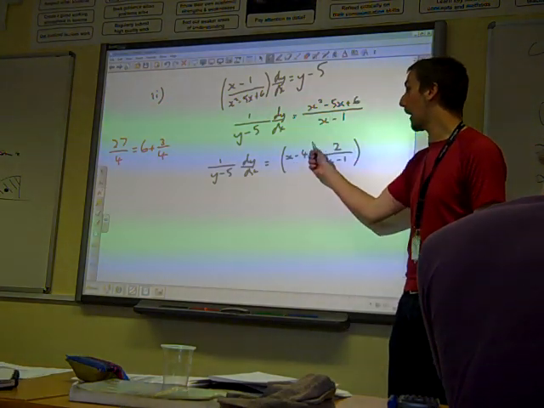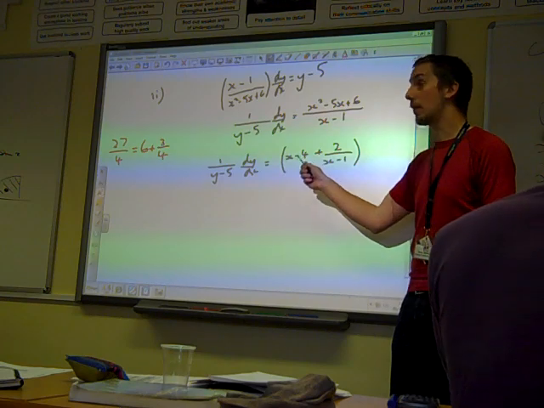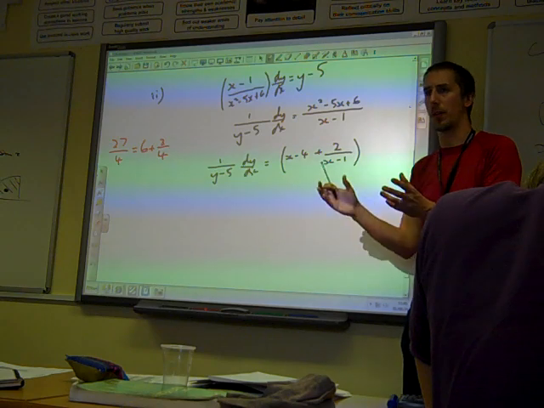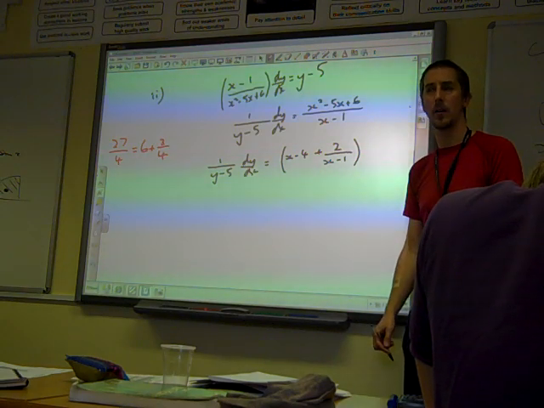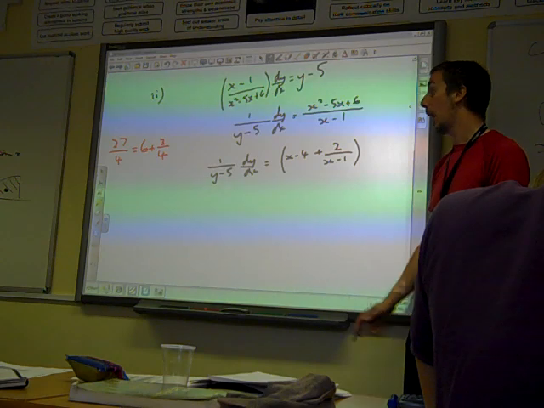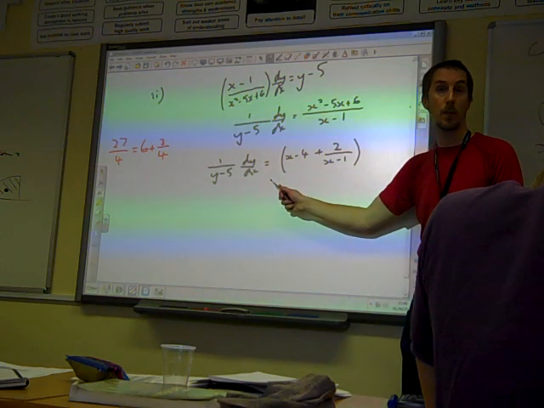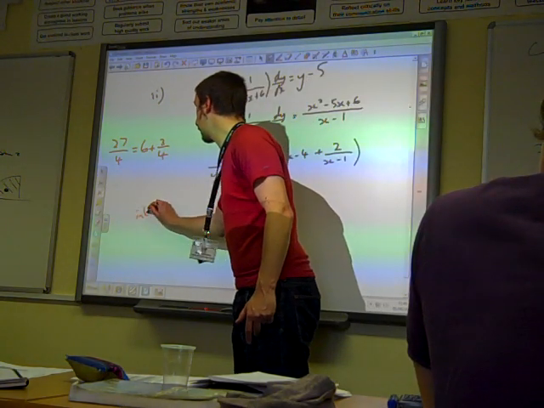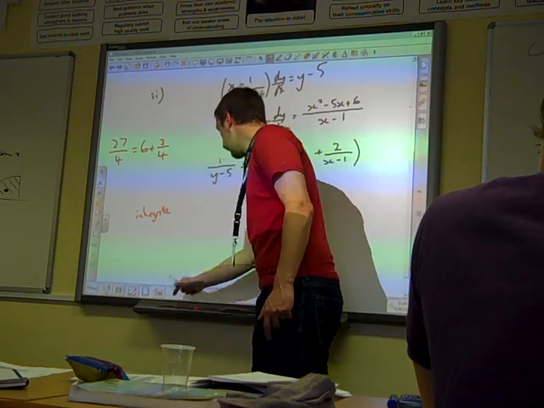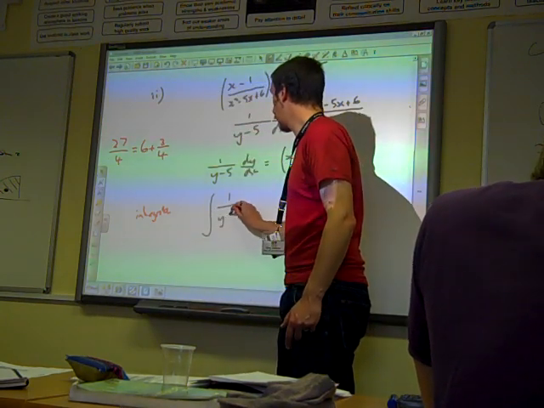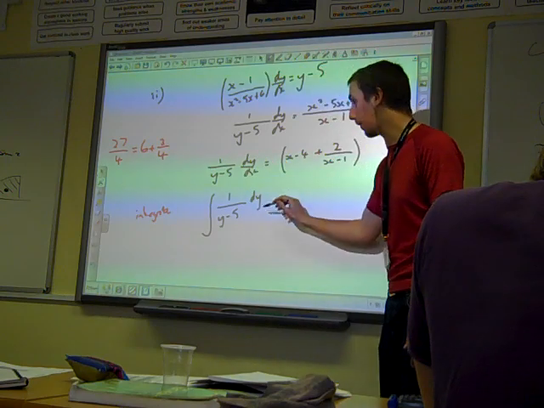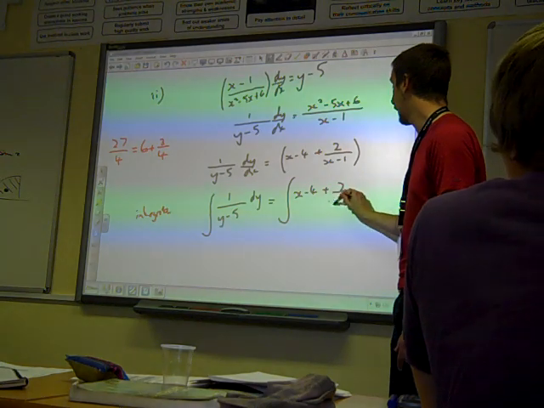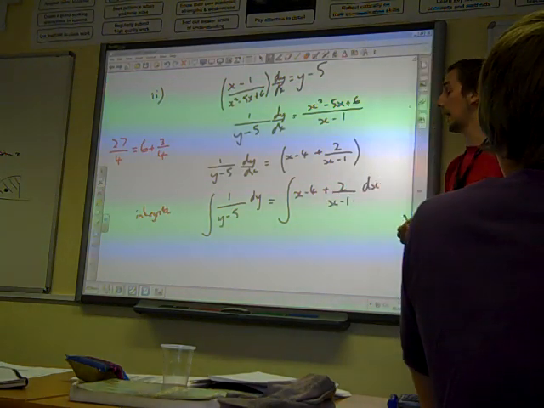We've said that was the quotient, that's the 6 bit, and the remainder was 3 there. The remainder was 2 here, so it's 2 over x minus 1. Does that make sense? And now what we do with differential equations is we integrate both sides with respect to x. So we now integrate to get the integral of 1 over y minus 5 dy, because the dx bit cancels out, is the integral of x minus 4 plus 2 over x minus 1 dx.